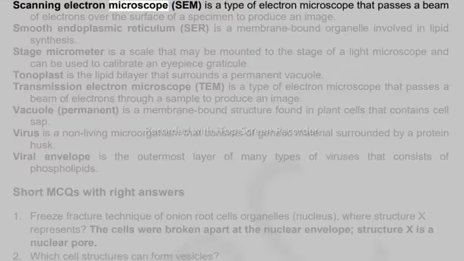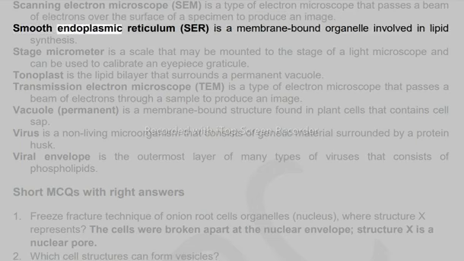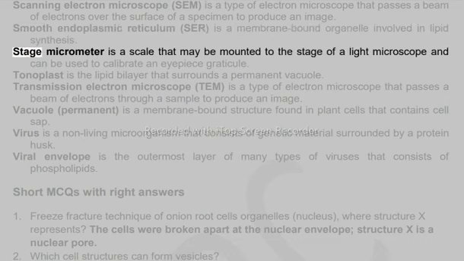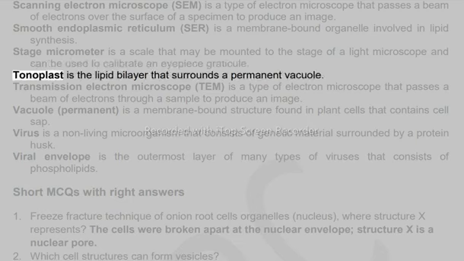Scanning electron microscope, SEM, is a type of electron microscope that passes a beam of electrons over the surface of a specimen to produce an image. Smooth endoplasmic reticulum, SER, is a membrane-bound organelle involved in lipid synthesis. Stage micrometer is a scale that may be mounted to the stage of a light microscope and can be used to calibrate an eyepiece graticule. Tonoplast is the lipid bilayer that surrounds a permanent vacuole.